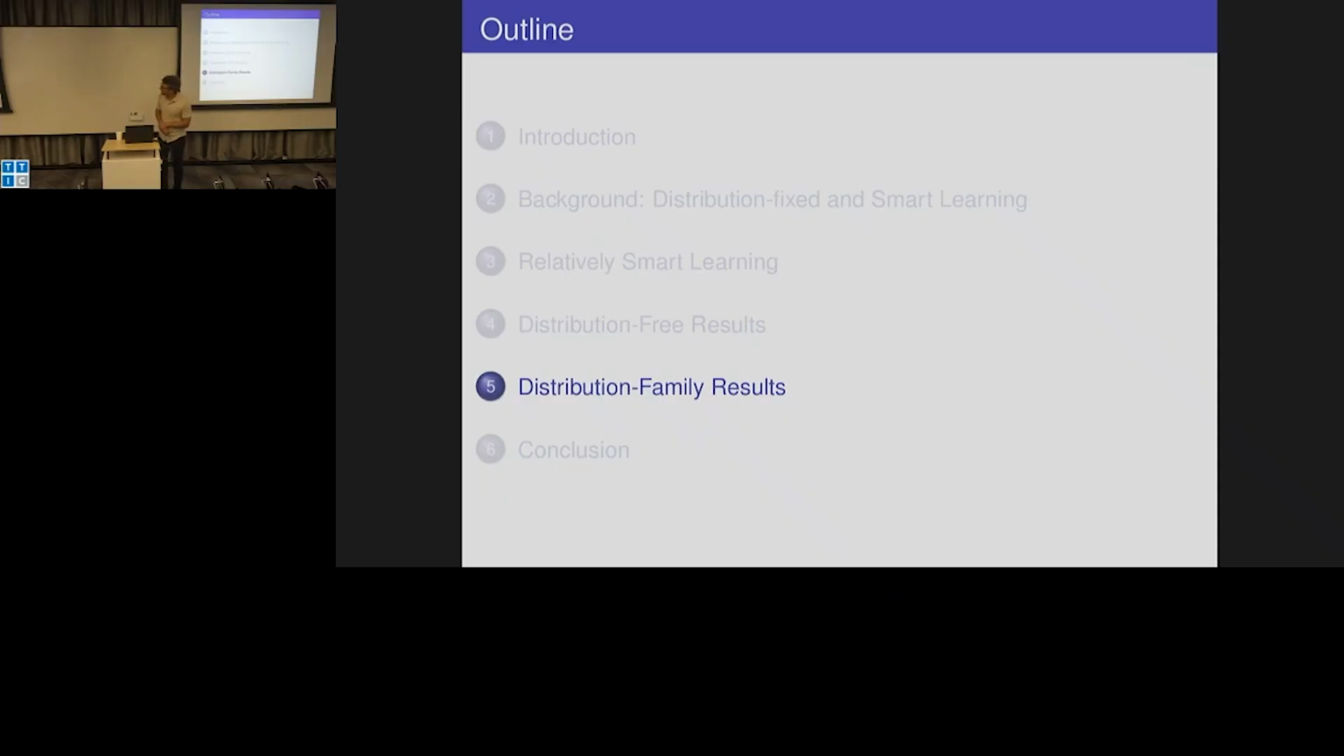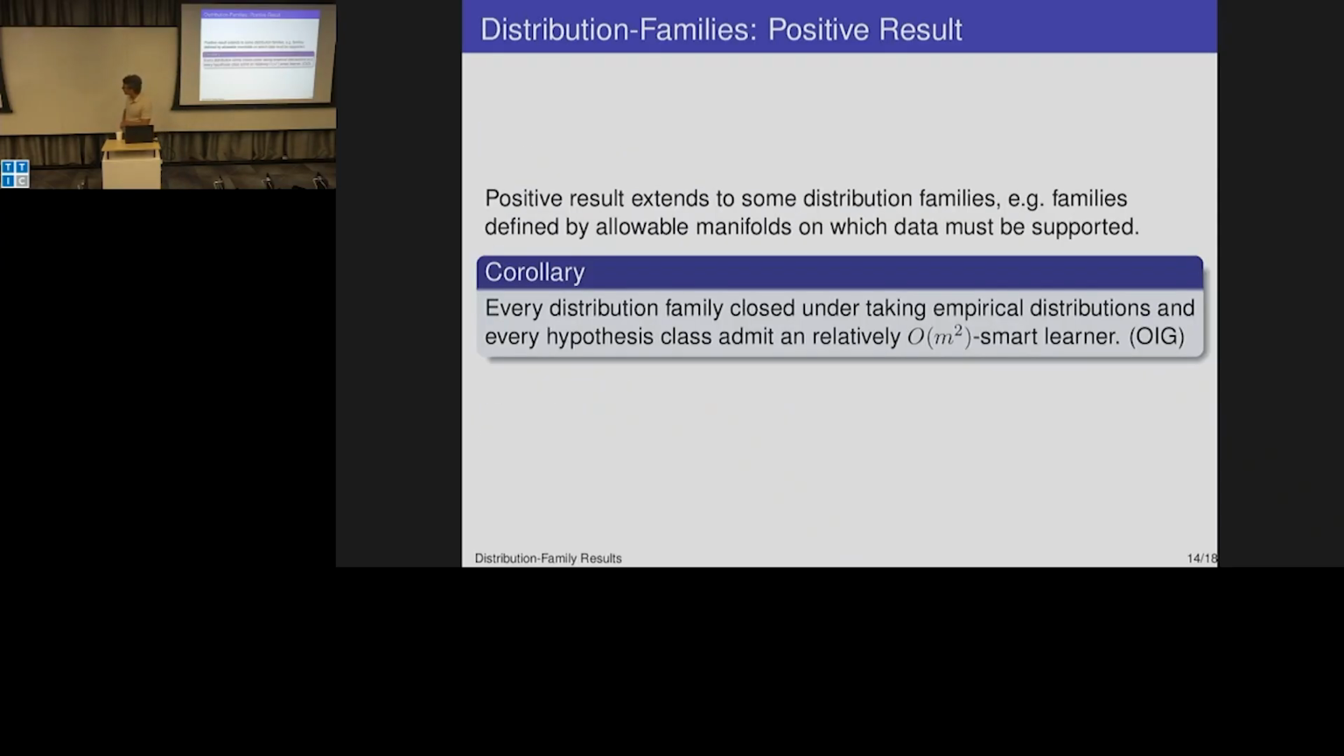So now let me get into the distribution family results. We had a positive result for distribution free. Do we have one for distribution families? Under some conditions where your family is really smart, the result extends. For example, if your distribution family is only described in terms of the supports you're allowed to have, let's say you say, I allow every distribution over manifolds of this form, then the positive result extends, and you get basically the same M squared guarantee with the one inclusion graph learner.